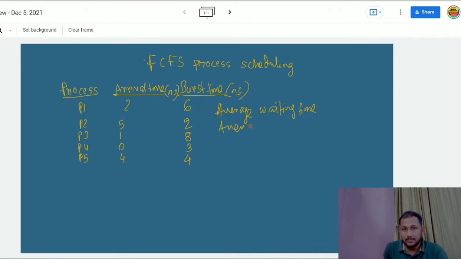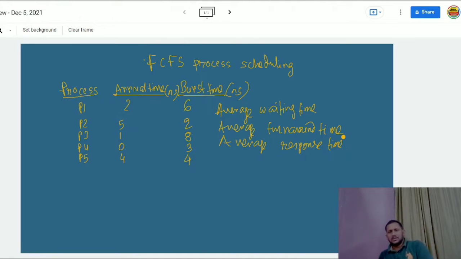average turnaround time, and average response time. We know that in first come first serve process scheduling, the process which arrives first will be served first. According to the first come first serve rule, here we have to check the arrival time.